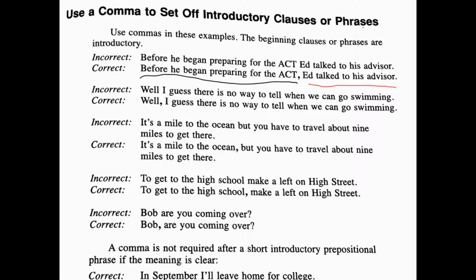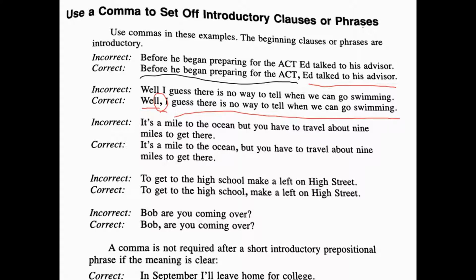An introductory clause or phrase. Sometimes you can even have one word be an introductory clause. For instance, well, obviously is a dependent clause. It's not a sentence, right? But I guess there's no way to tell when we can go swimming. That is an independent clause. It could stand by itself. Connect it with a comma. All right?